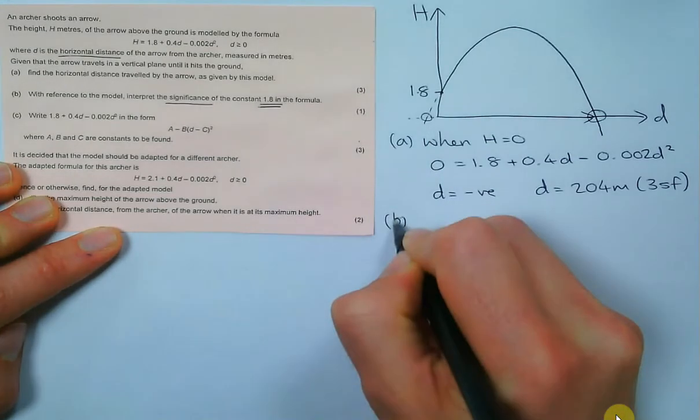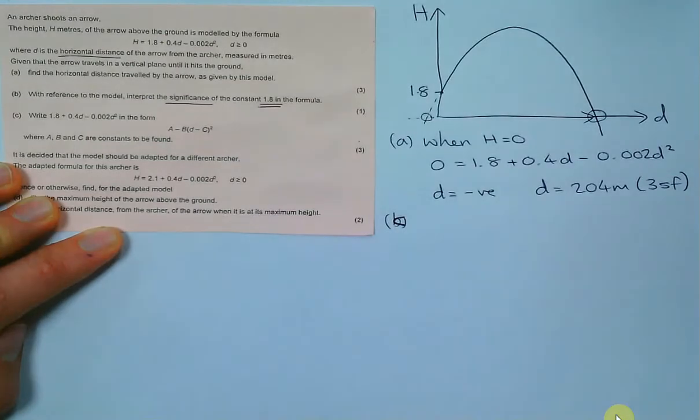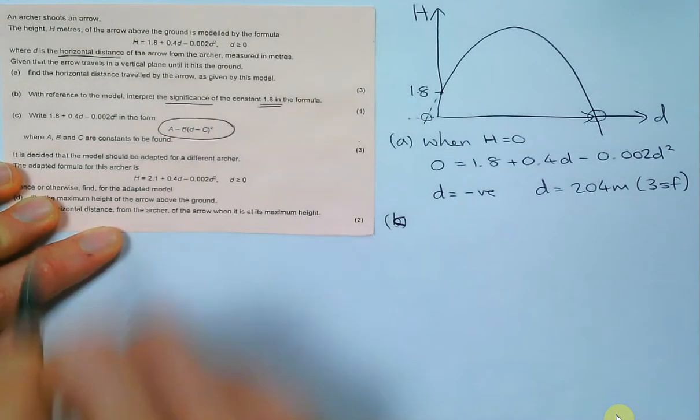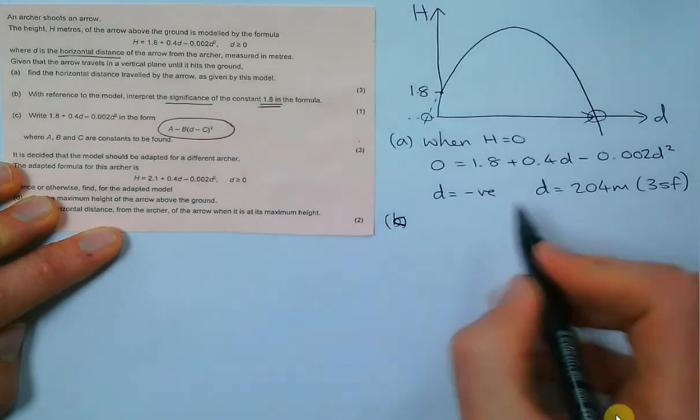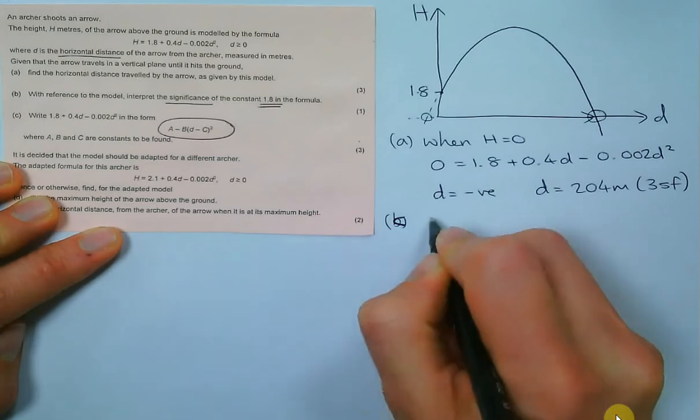So let's change that to a C. Okay, so when you look at this, as soon as you see this terminology, you've got to be saying, right, this is completing the square. So it's not the nicest one to complete the square on, but let's have a go.